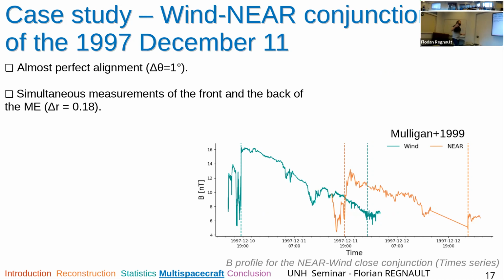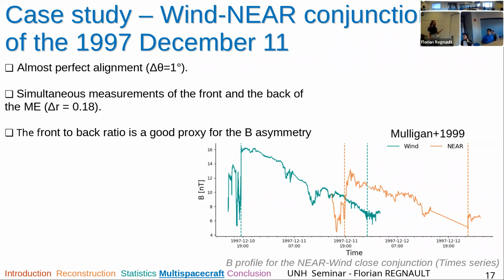And the radial separation is such that we have a simultaneous measurement of the front and the back of the magnetic ejector. So that means that during that time, we first have the CME that arrived at Wind, and then when Wind is probing the back of the magnetic ejector, the ME has just arrived here, and this spacecraft is probing the magnetic field at the front of the magnetic ejector. Right? I'll show you right now why it's interesting.